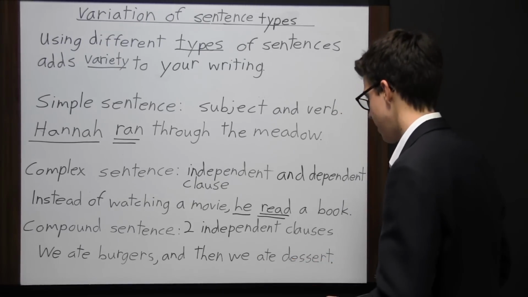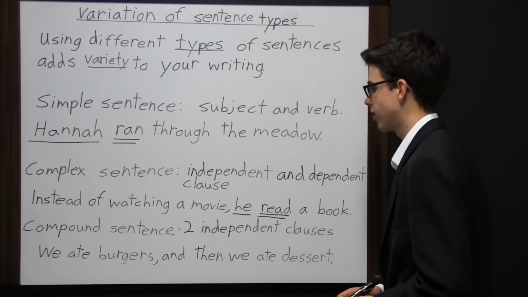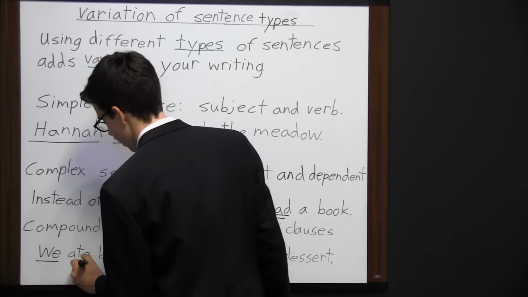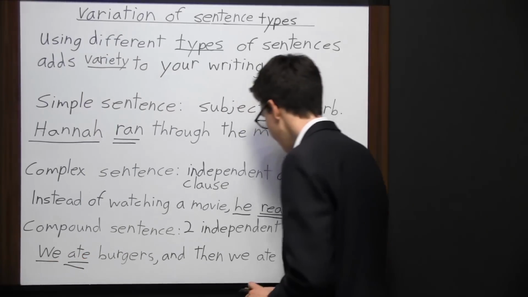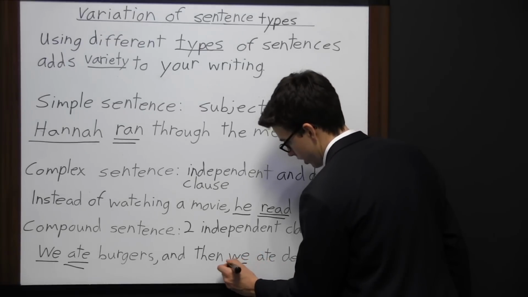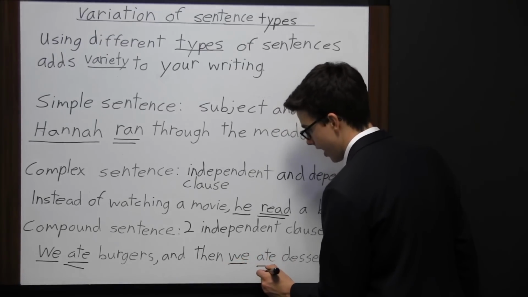And then we have a compound sentence, which is 2 independent clauses. So here we have the sentence, we ate burgers. So we have the subject we and the verb ate. And then we ate burgers, or then we ate dessert. So we have we as the subject and ate as the verb again.